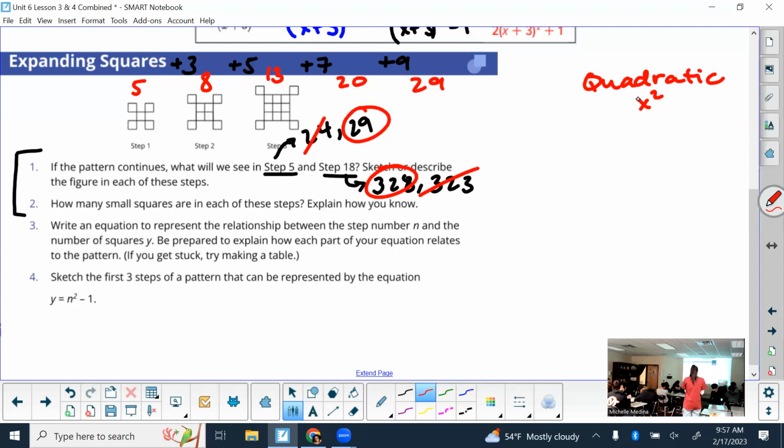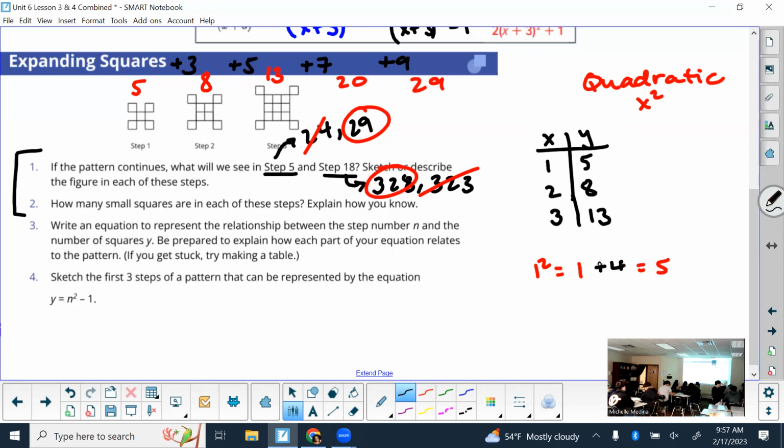So for me to help make the equation, I look at my step numbers. So like for step 1, 2, 3, there were 5, 8, and 13 squares. Since it has to have a quadratic, and that's what would be x squared, I square these. So like what's 1 squared? 1. And then what can I do to 1 to get 5?